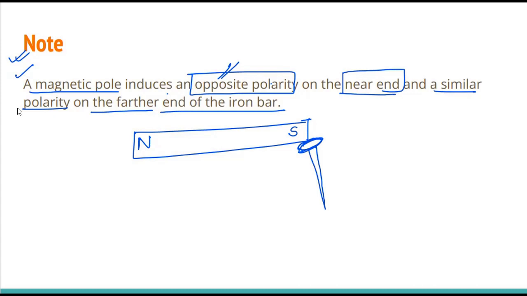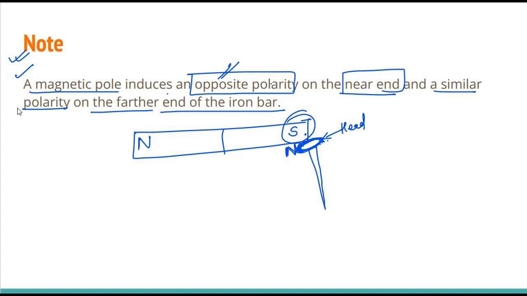So now what happens? This pole, the south pole of the magnet, is in contact with the head of the pin. This is the head of the pin, so this is the near end of this magnetic material. So here a north pole will be developed.